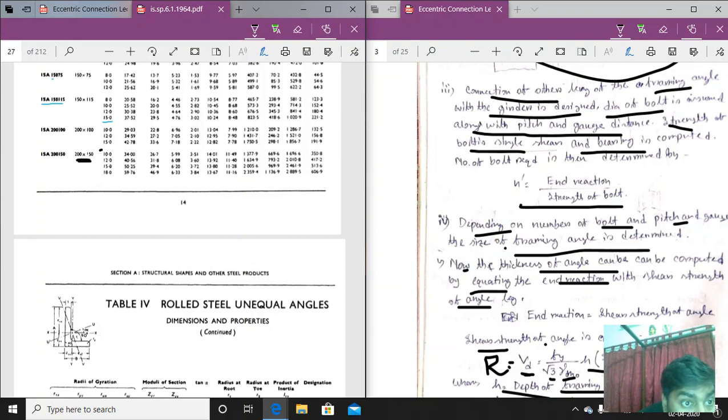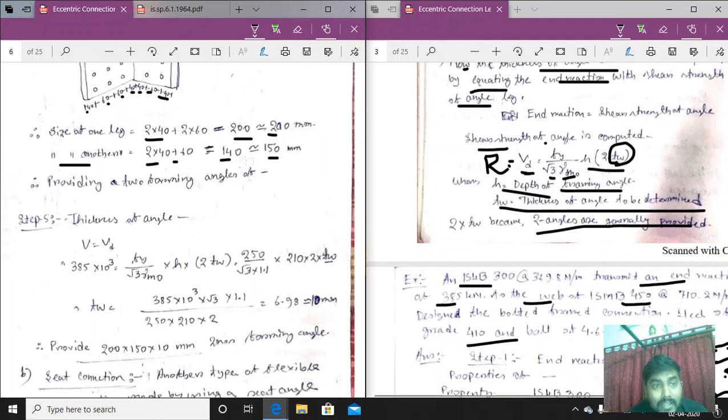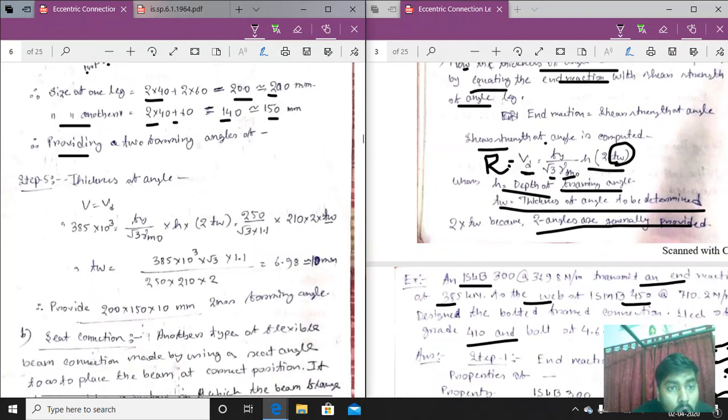Now we do not know which thickness to be taken. We do not know which thickness to be taken, so we have to determine the thickness. That is the next step, determine the thickness. So providing 2 framing angles of 200 into 150 size.